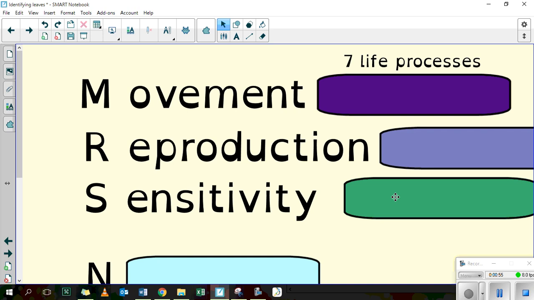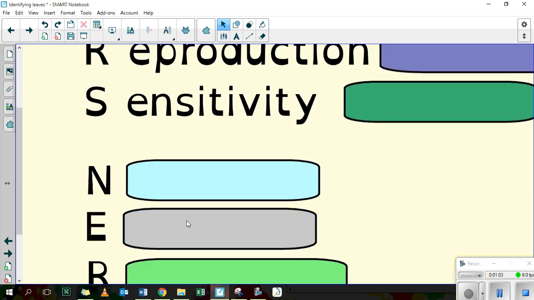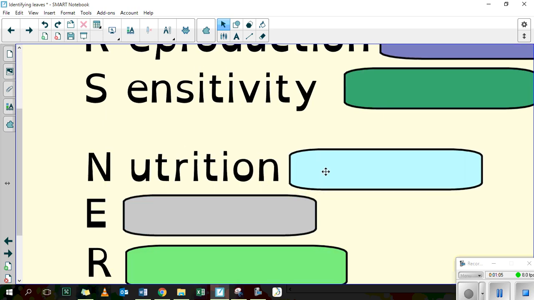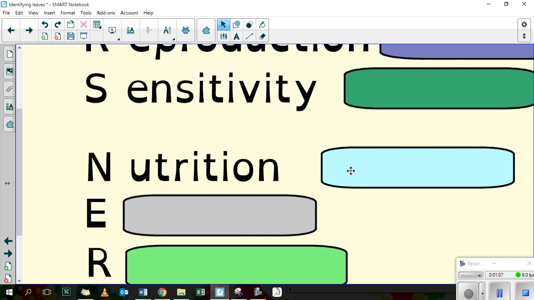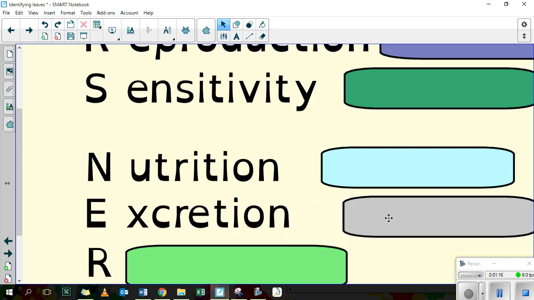Plants are sensitive to the sunlight. They move towards the sunlight. Humans, we are sensitive to sound and sunlight. N stands for nutrition. So every living thing needs nutrition in order for it to survive. E stands for excretion. So every living thing has to excrete, which means get rid of its waste products.